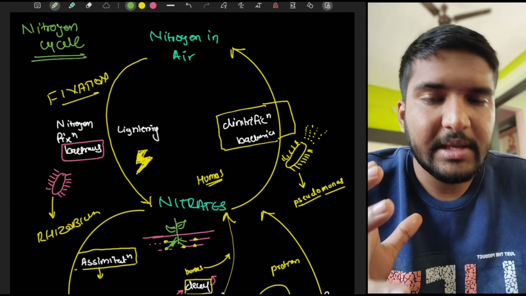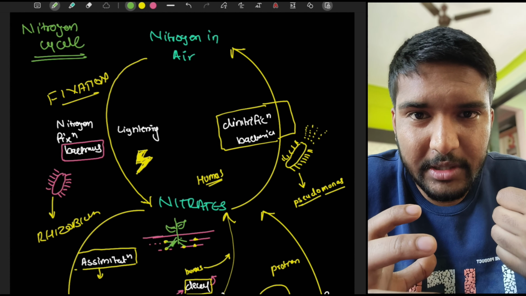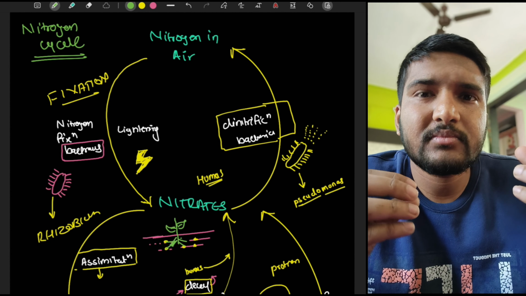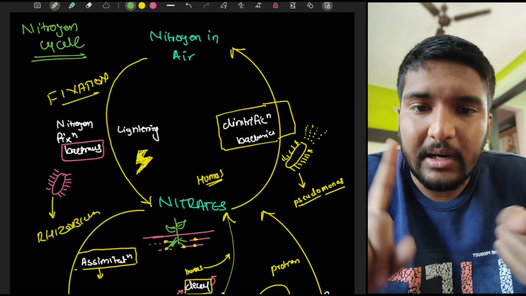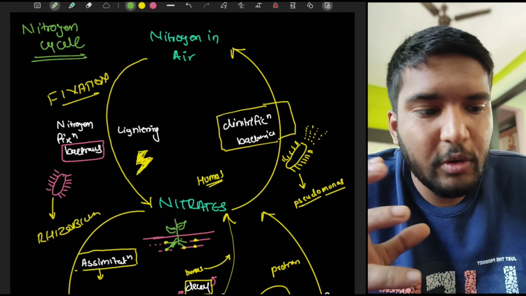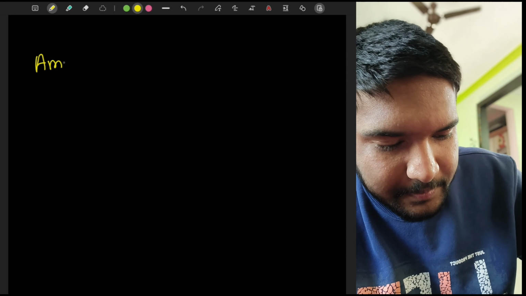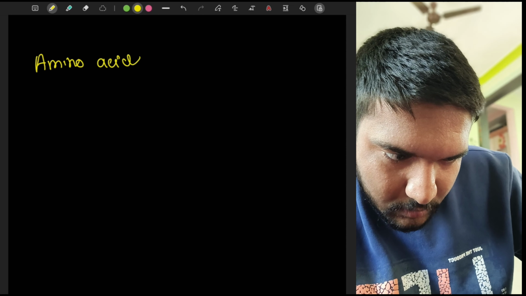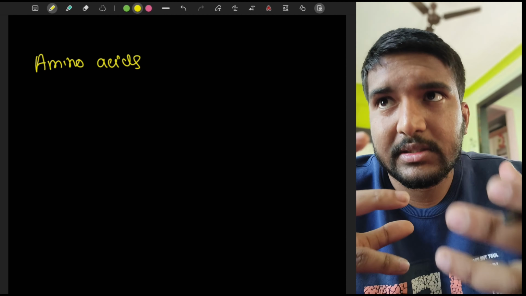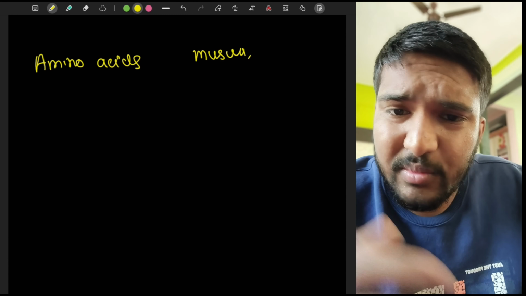Before starting the nitrogen cycle, I would like to just revise some points about nitrogen. Nitrogen is the most abundant element. Secondly, it is present everywhere, basically, in plants, in animals, in human beings as well. Nitrogen is a very important and essential building block. It's present in amino acids. It's a very essential atom of amino acids. Basically, this nitrogen is present in your muscles, in your bones, everywhere.